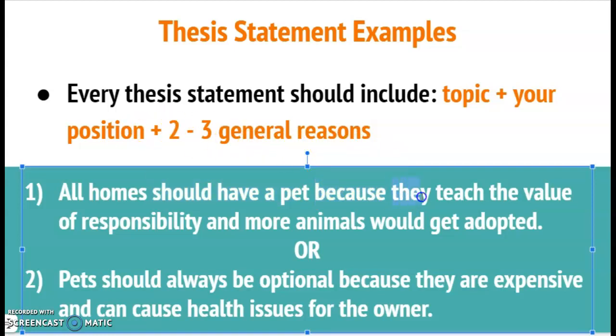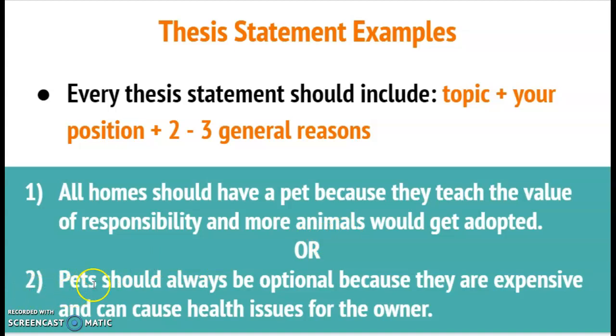reasons. They teach the value of responsibility. So there's reason number 1, and more animals would get adopted. There's reason number 2. Simple. And I know that their first body paragraph is going to be about the value of responsibility, and their second body paragraph is how animals would get adopted. Okay. Now your second thesis statement.